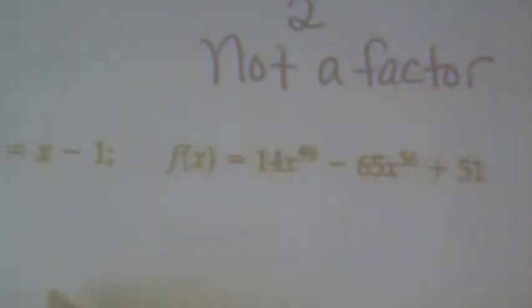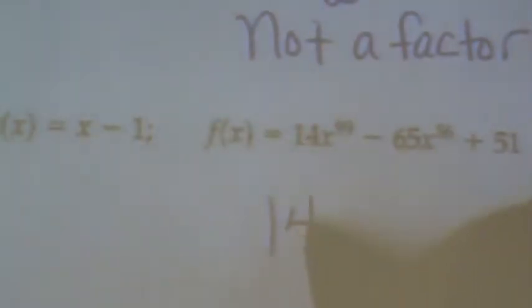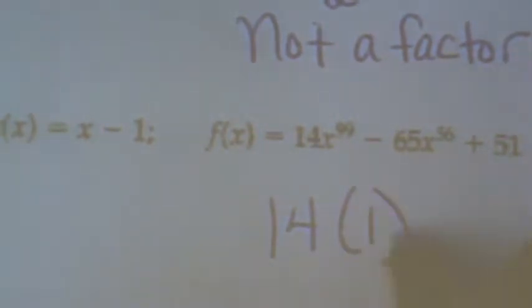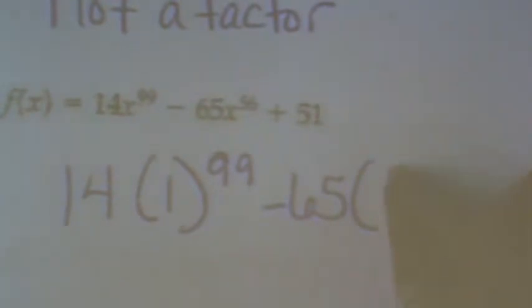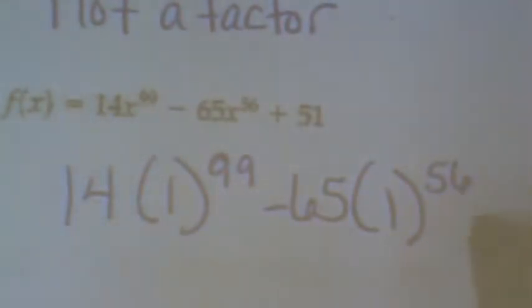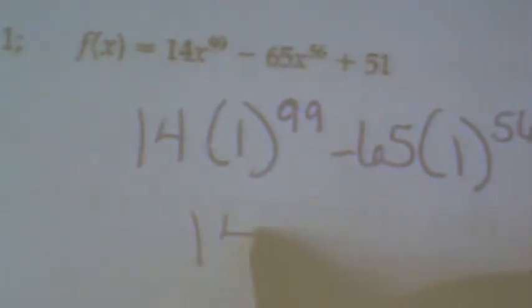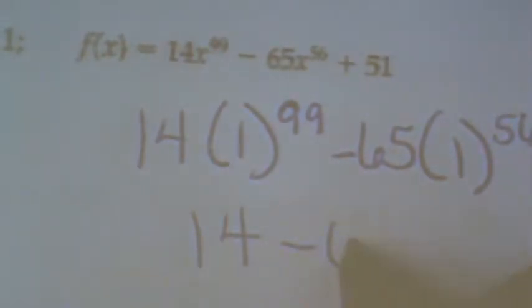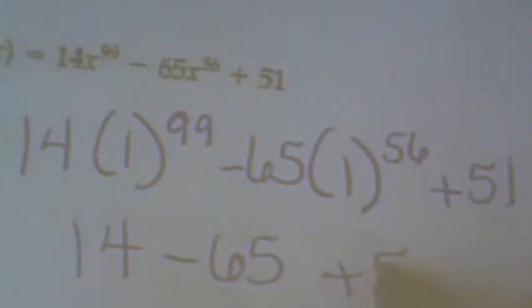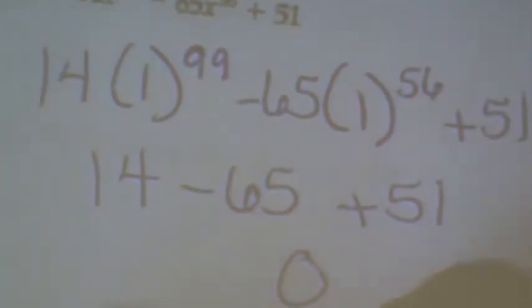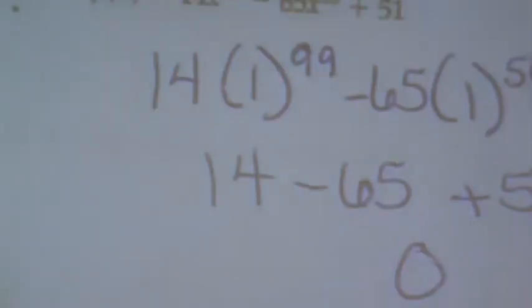Next, you're gonna plug a 1 in here. 14 times 1 to the 99th power minus 65 times 1 to the 56th power plus 51. This is gonna give you a plain old 1, so 14 times 1 is 14, minus 65 and plus 51. These two add to be 65, minus 65 is 0. So yes, this is a factor of that, it goes into it evenly.